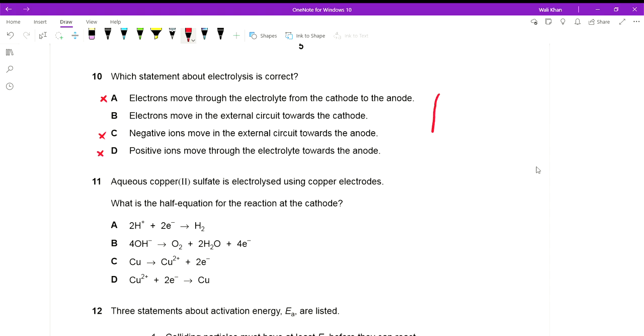This is an electrolysis setup, with anode and cathode. So electrons move in the external circuit towards the cathode. This is the external circuit and electrons are moved towards the cathode.